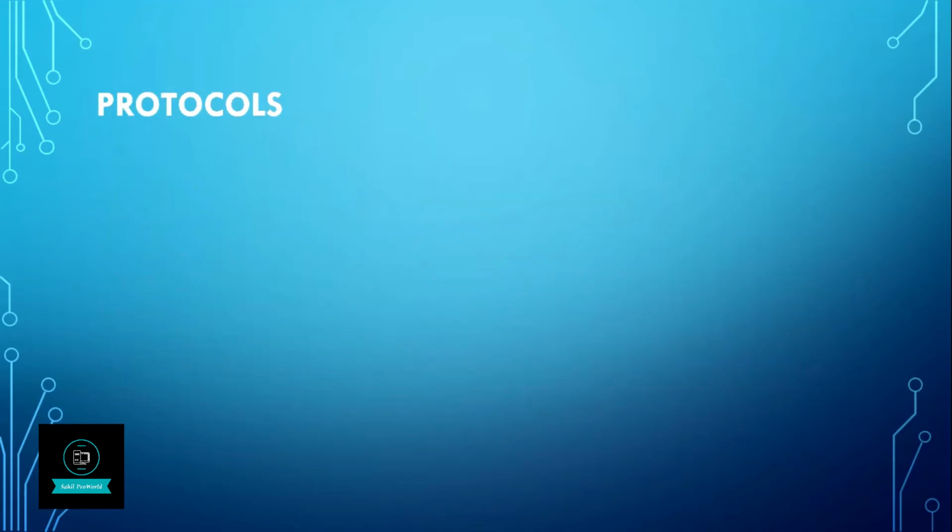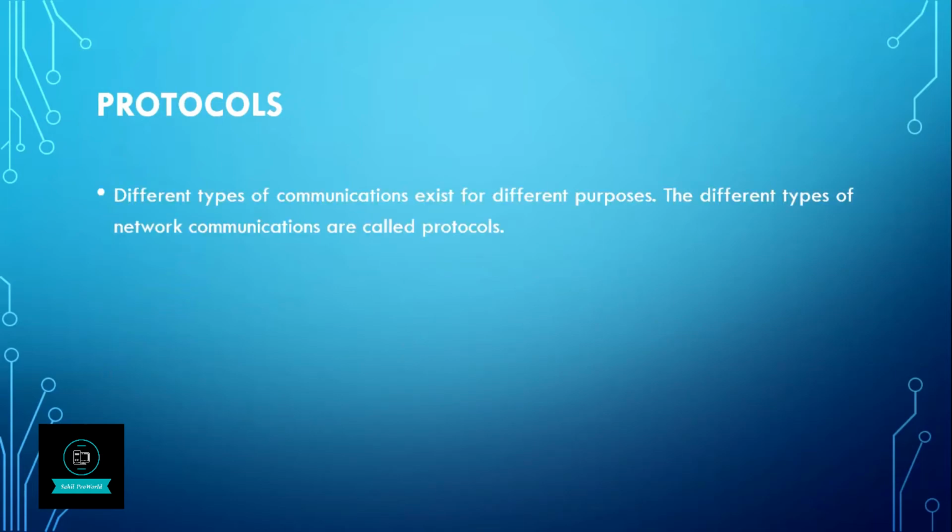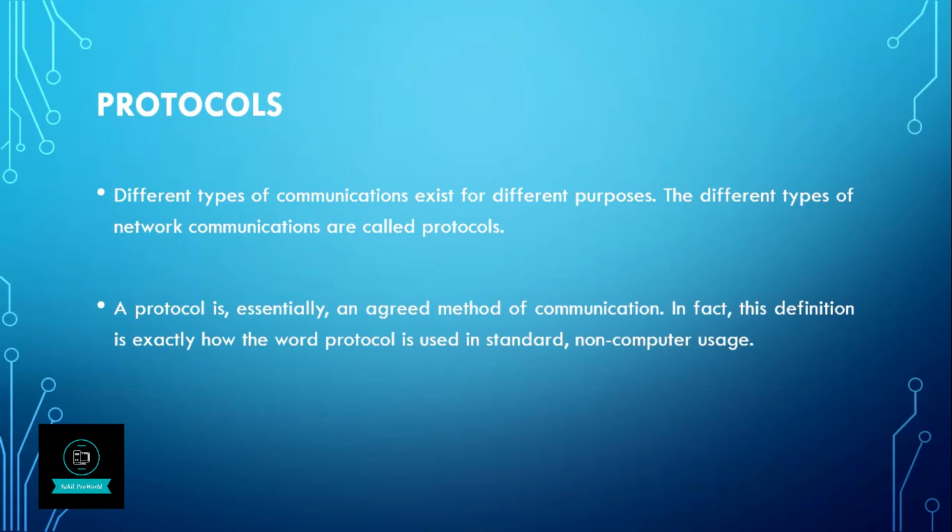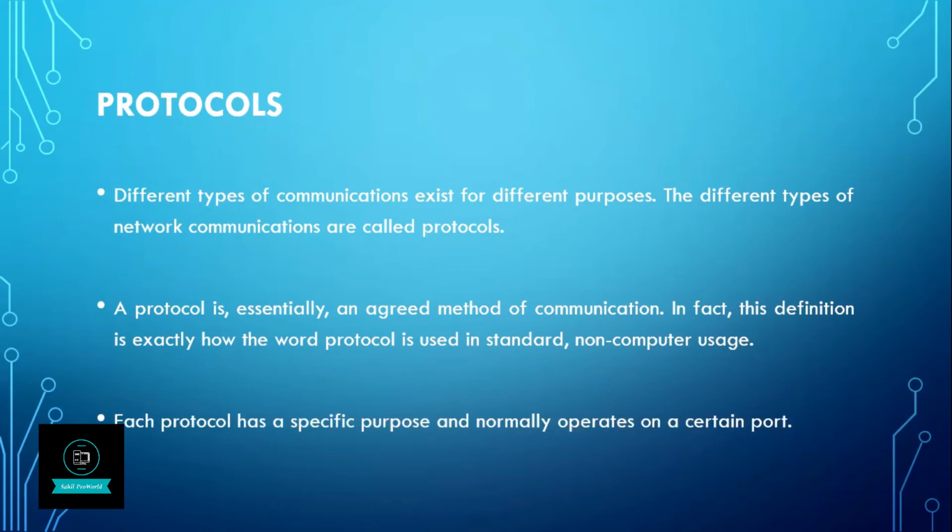Now the topic is protocols. What is a protocol? Different types of communication exist for different purposes. The different types of network communication are called protocols. A protocol is essentially an agreed method of communication. In fact, this definition is exactly how the word protocol is used in standard non-computer usage. Each protocol has a specific purpose and normally operates on a certain port.